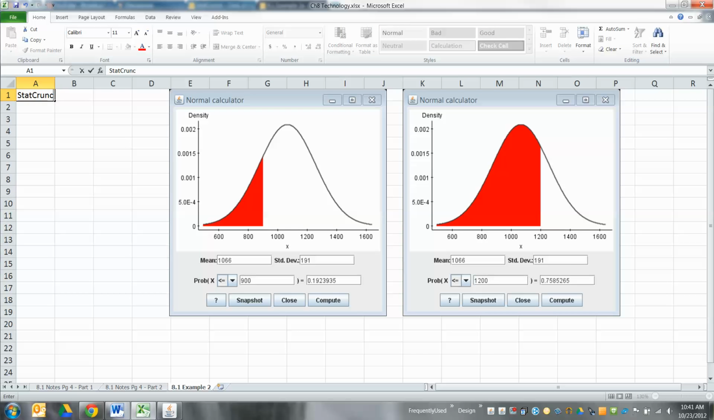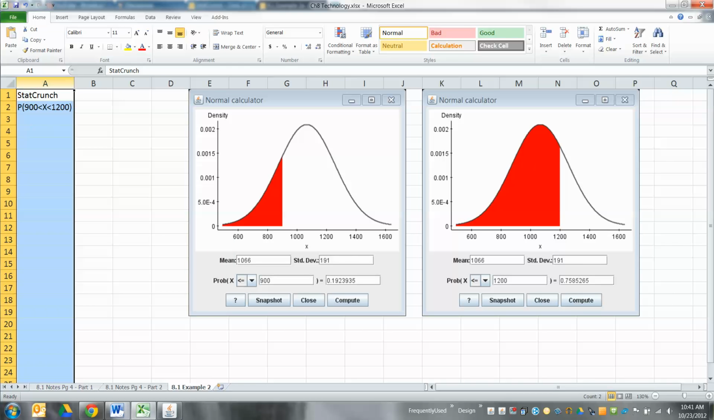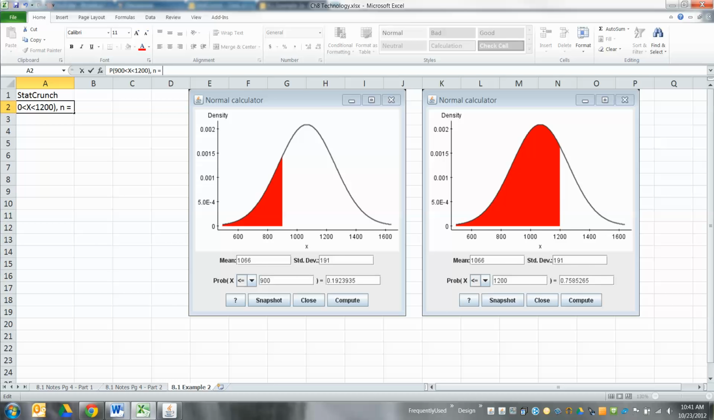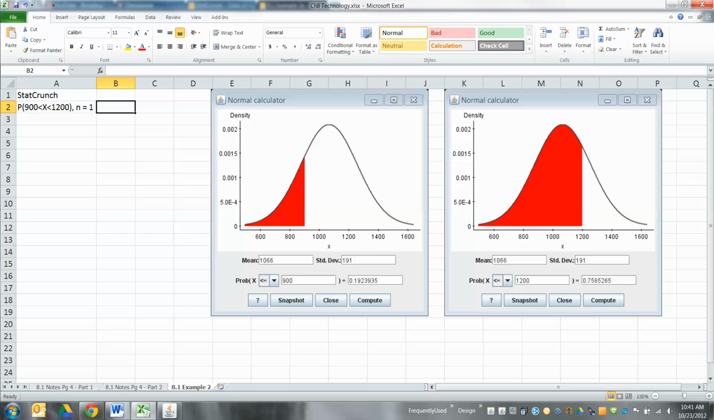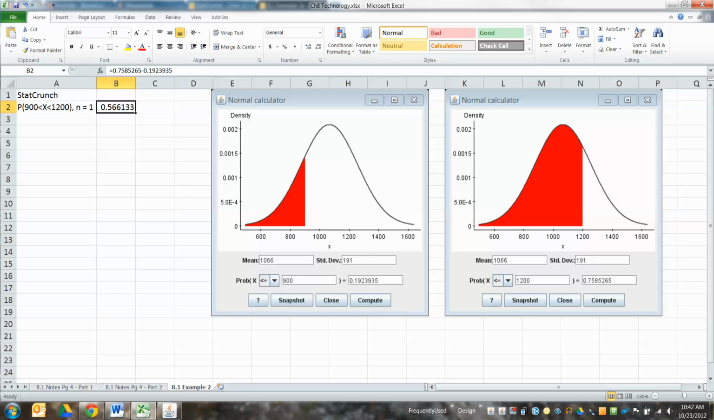All right, so StatCrunch. So the probability that 900 is less than X, which is less than 1200, was what we were asked. What's the chances they score between those two values? All right, so this is for n equals 1. This is talking about for an individual. All right. So then we just say, okay, that's equal to 0.7585265 minus 0.1923935, right? Because it's these values, the high one, take away the low one, and you'll have the in-between part, right? If you vacuum off this little red part past 900 over here, you're going to have nothing but the in-between. All right, so there's StatCrunch's answer.